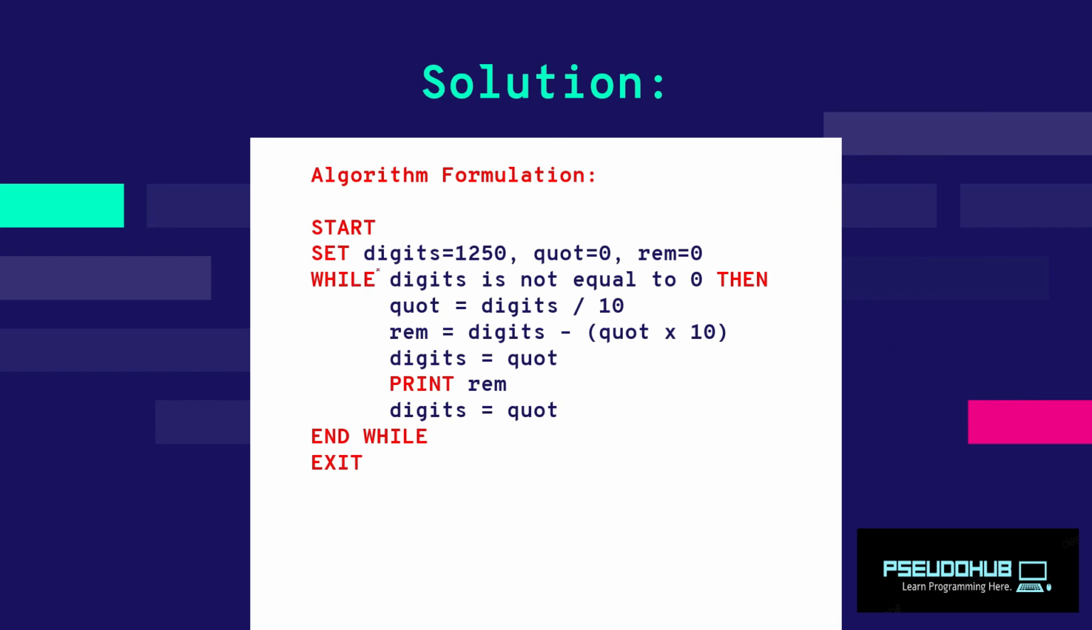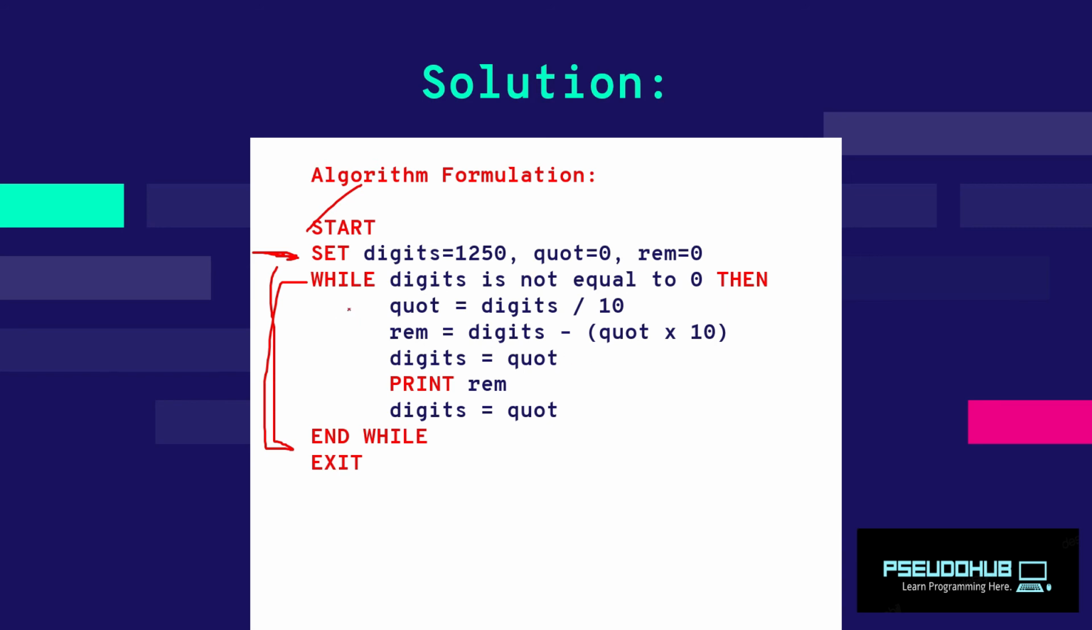So, as you can see, dili na lang ako mag-explain because na-explain na nako step-by-step gaina. So, as you can see, we have nag-set og value, digits is equals to 1,250, quotient is currently 0, remainder is currently 0, and we have our while. So, while digits is not equal to 0. So, as long as ang digits dili pa 0, padayon pa ang loop, pabalik-balik pa ang statement.